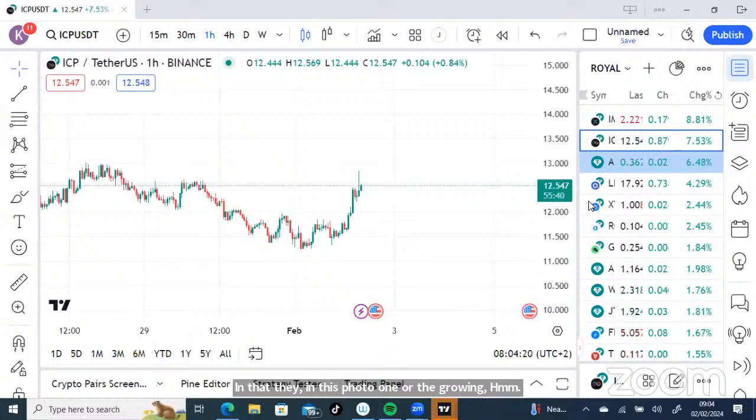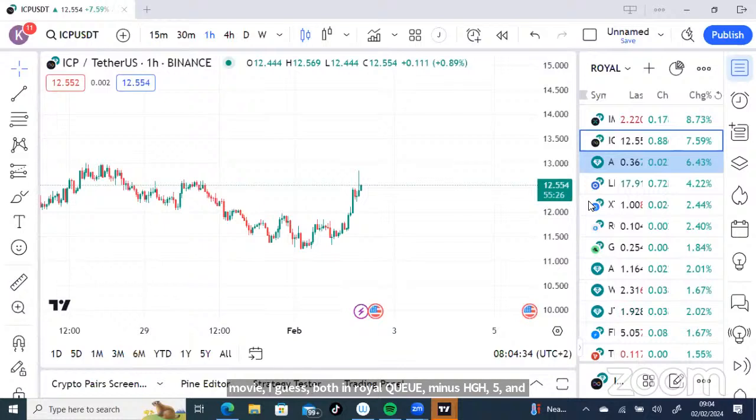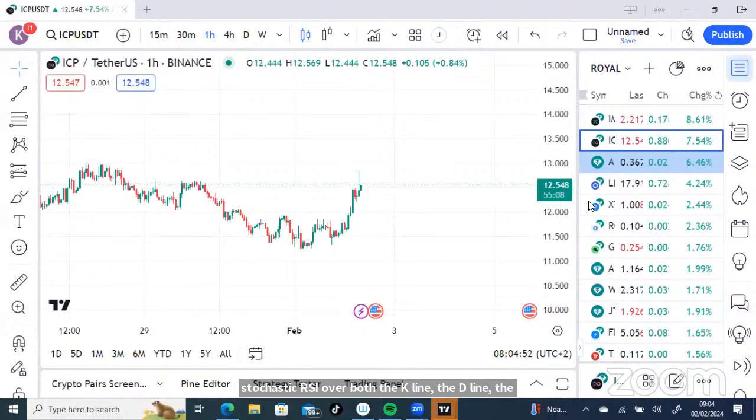Today we looked at the stochastic RSI, and we also finished up on the moving averages, both in RoyalQ, Binance, HTX, OKX, Bybit, and showed you different measures. We talked about the rainbow formation, then spread. We talked about the golden cross, the death cross. We talked about the stochastic RSI, oversold, overbought, the K line, the D line, the setting up of this stochastic RSI. When you see the crossover, draw a vertical line. At the close of the candle, you plan to make your entry.